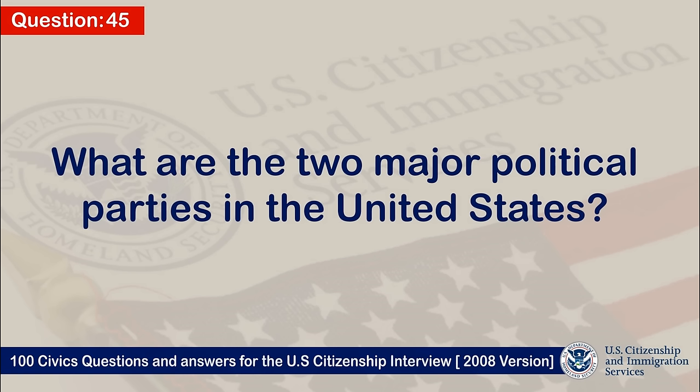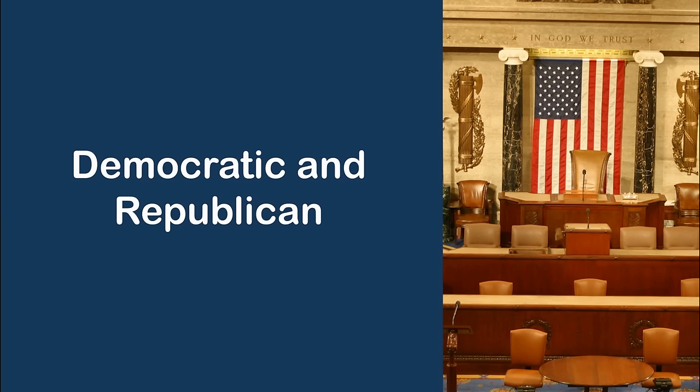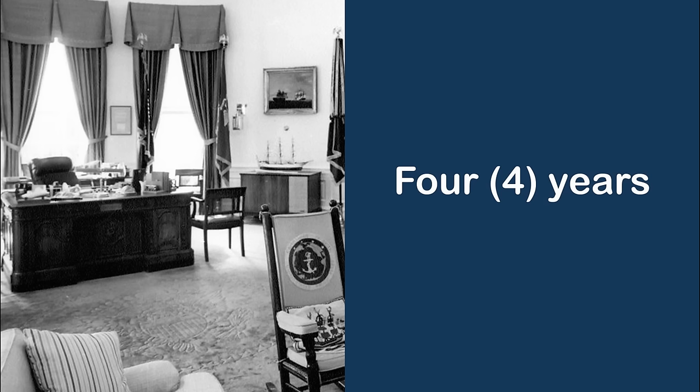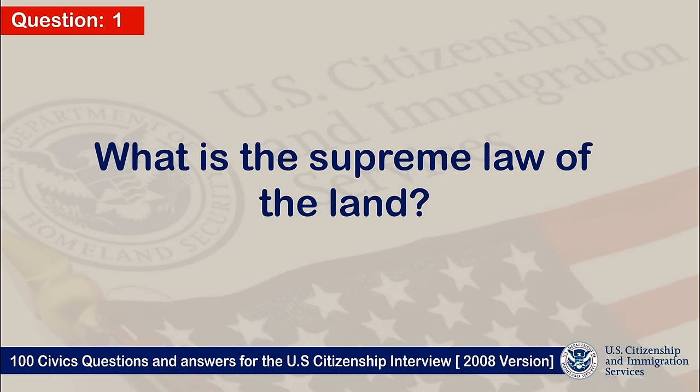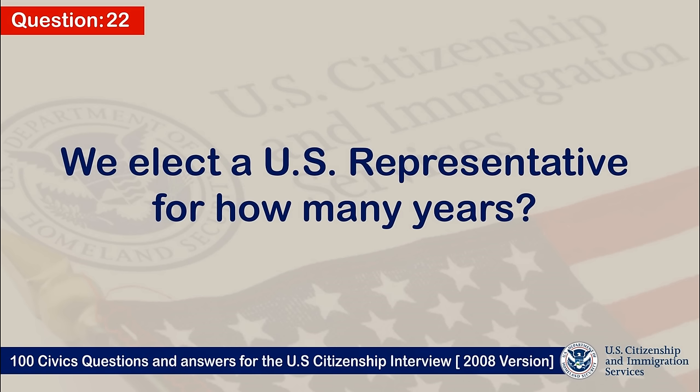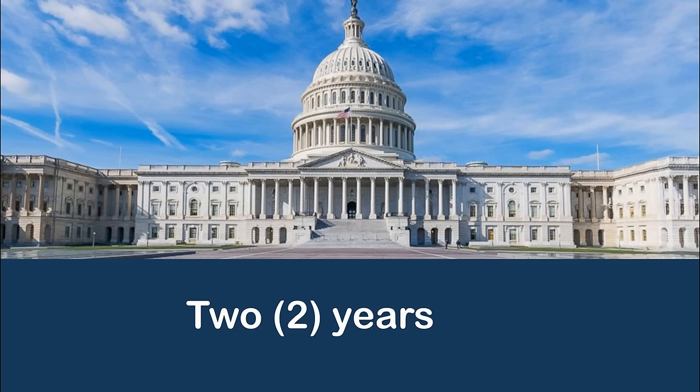What are the two major political parties in the United States? Democratic and Republican. We elect a president for how many years? 4 years. What is the supreme law of the land? The Constitution. We elect a U.S. representative for how many years? 2 years.